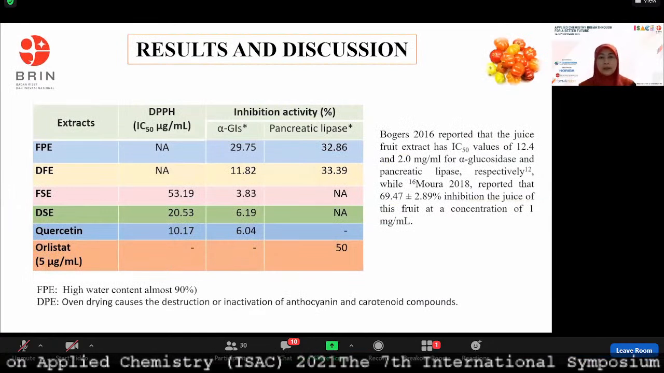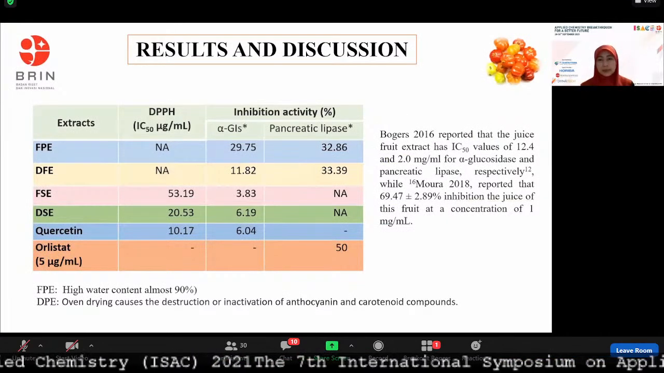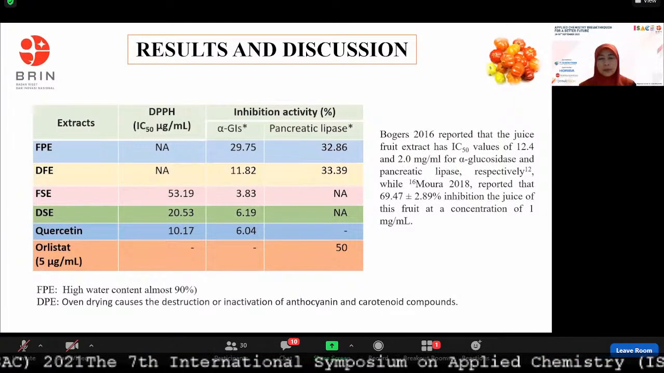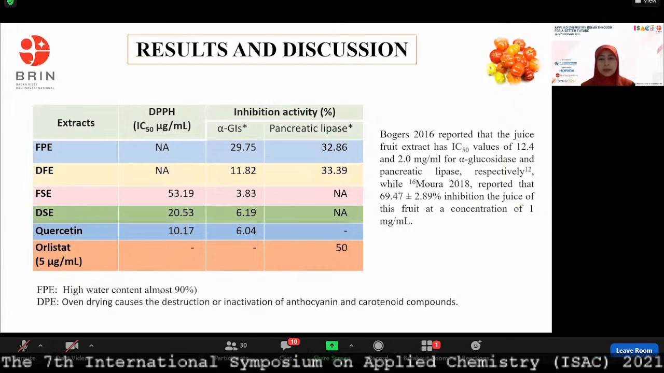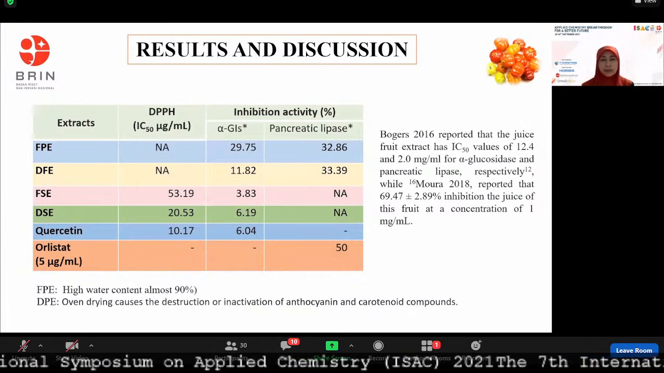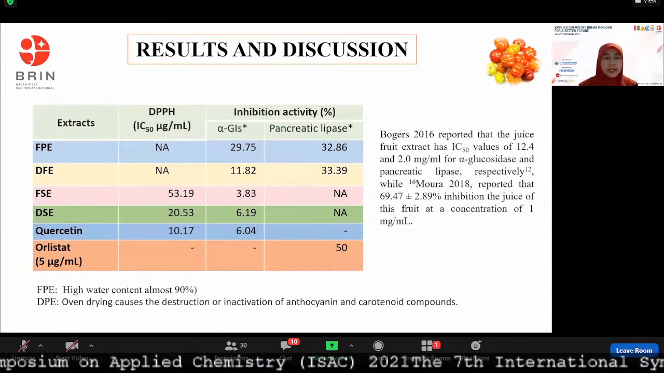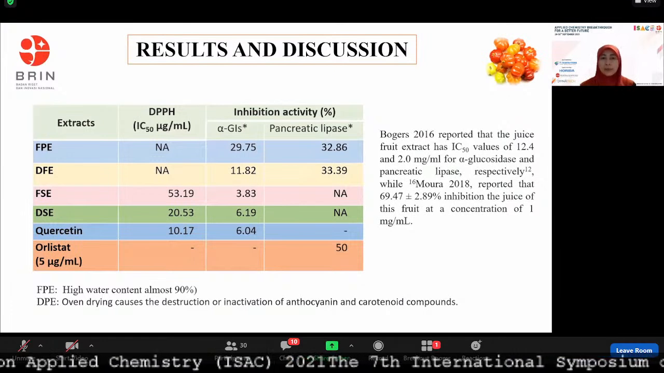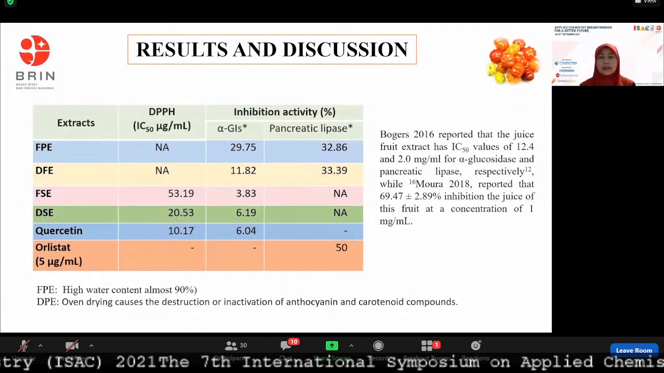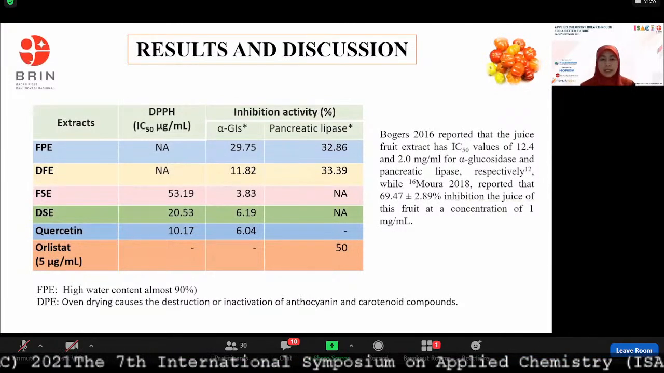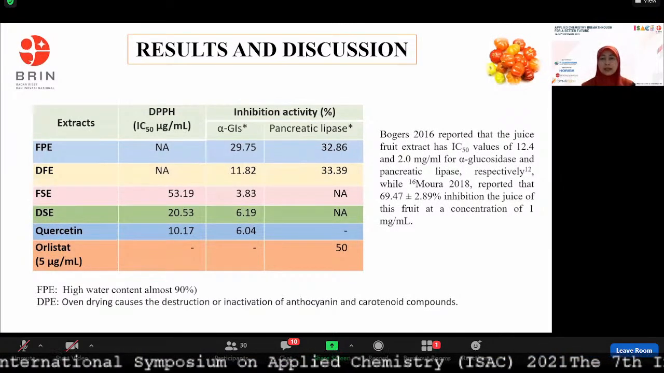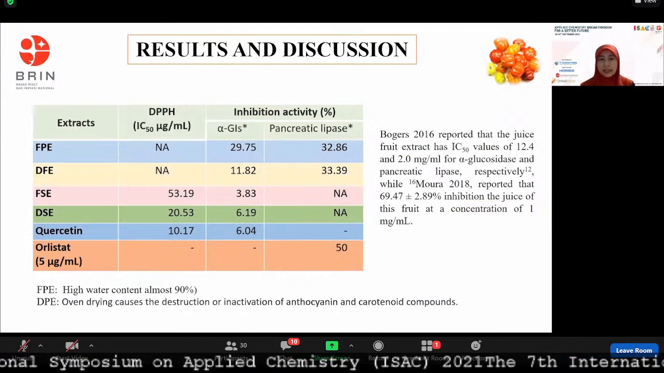And we determined the scavenging effect on DPPH free radical. We can see here that the pulp extract, fresh or dry, has no effect on DPPH free radical. On the other hand, the seed extract, fresh or dry, has activity as an antioxidant or free radical scavenger, with IC50 around 50 and 20. So the dry seed extract is higher than the fresh seed extract.